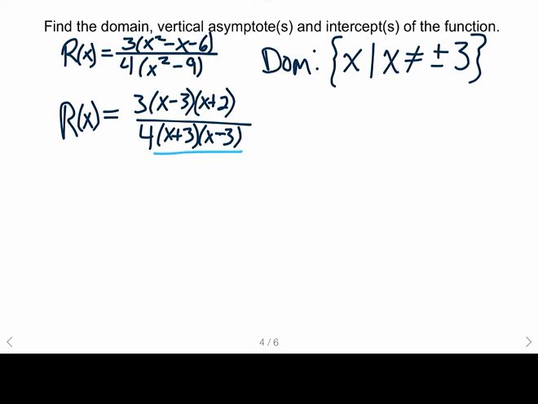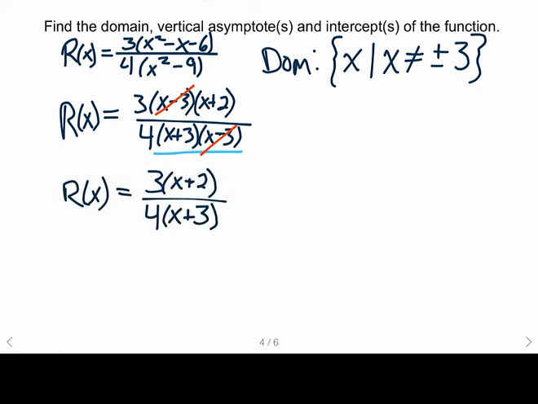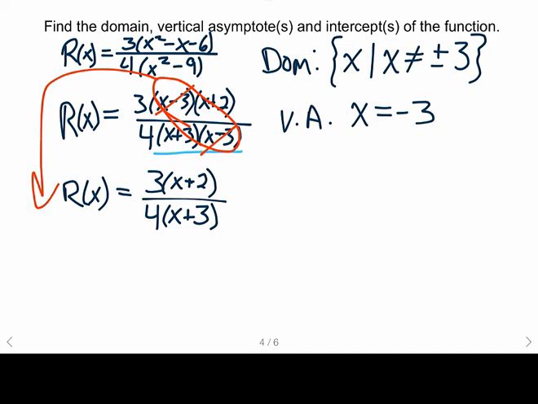This time, we have a factor x minus 3 that divides out in the numerator and denominator. So our reduced form of our function expression is r of x equals 3 times the quantity of x plus 2 divided by 4 times the quantity of x plus 3. That leaves us only x equals negative 3 as the vertical asymptote. You see, when x minus 3 divided out, that would have caused a hole at x equals 3, which is the value that makes those factors equal to 0.